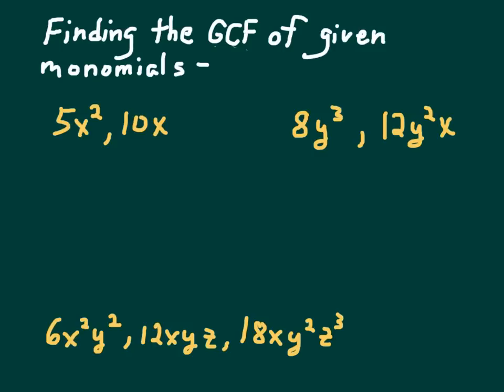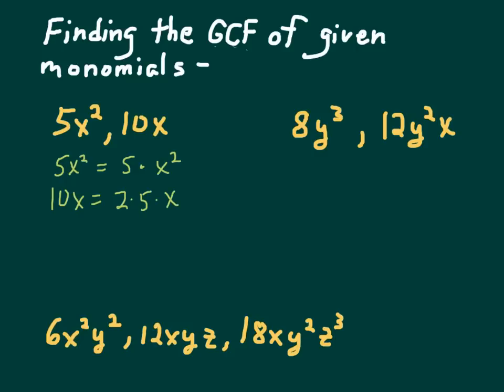of 5x squared and 10x, well, let's do a prime factorization of both, and the way I do that, if there's variables involved, I can say 5x squared is equal to 5 times x squared. Now the prime factorization of 10x is two times 5 times x.